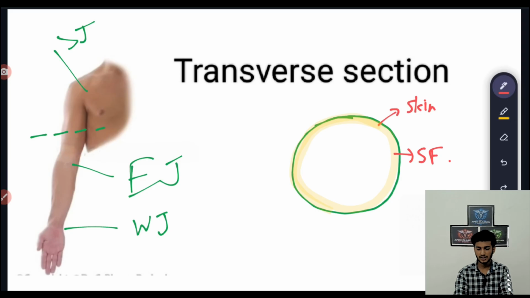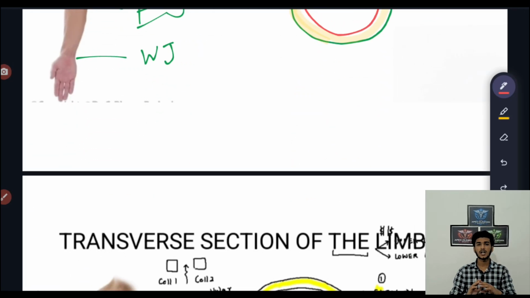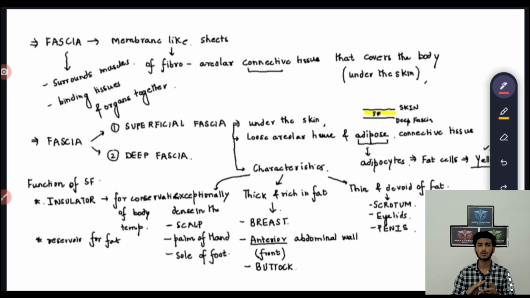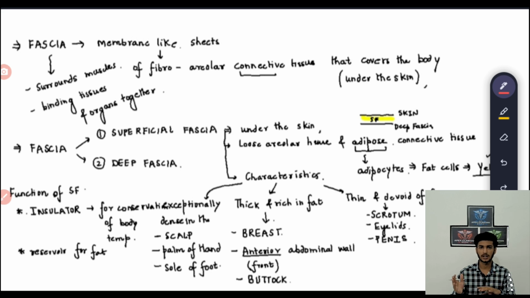Below the superficial fascia, you can see a structure that is the deep fascia. So, what does fascia mean? Fascia is a membrane-like sheet which is made up of loose connective tissue and adipose connective tissue. Basically, we will first see what is superficial fascia. The superficial fascia is lying under the skin, beneath the skin, very close to the skin and not too deep inside the muscle.